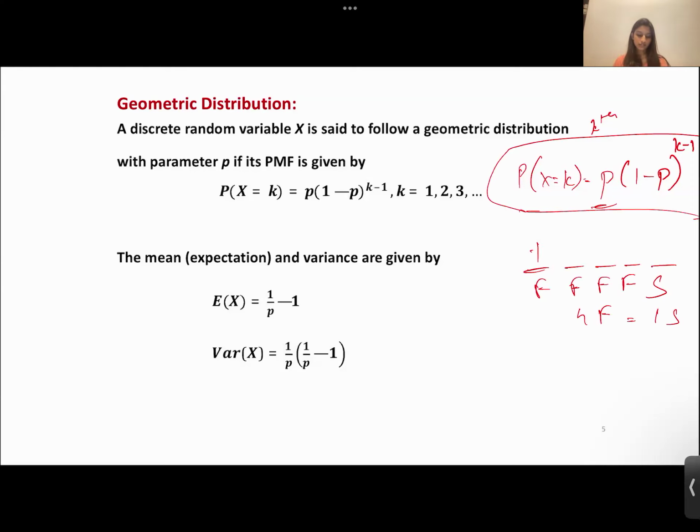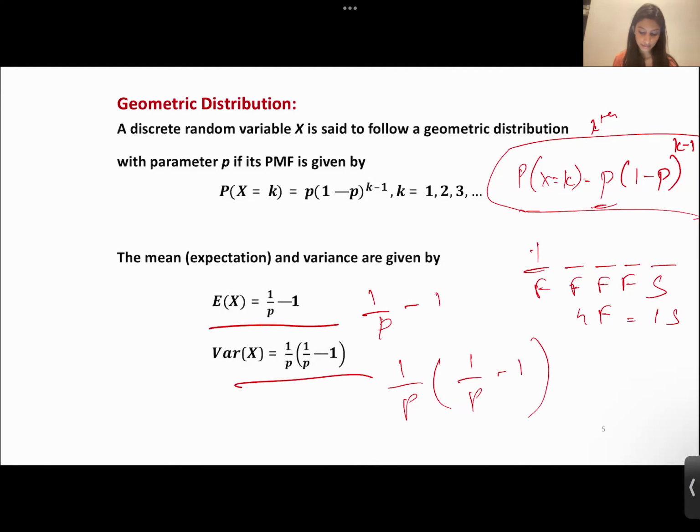The mean of a geometric distribution is given by 1 by p, and the variance is given by 1 by p into 1 by p minus 1. These are a bit hard to derive. There's a lot of integration involved, so we're not getting into the details of that, but you can just remember these.